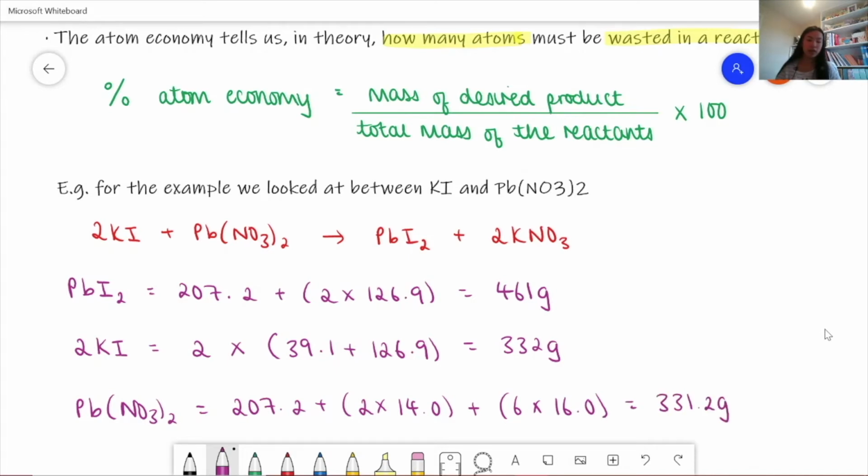331.2 grams. And so it's really, really important to remember that we don't work out the mass of the product, which is just the byproduct, because we're looking at atom economy. So actually how many atoms are lost when we want to get to our product, so the one that we actually want.